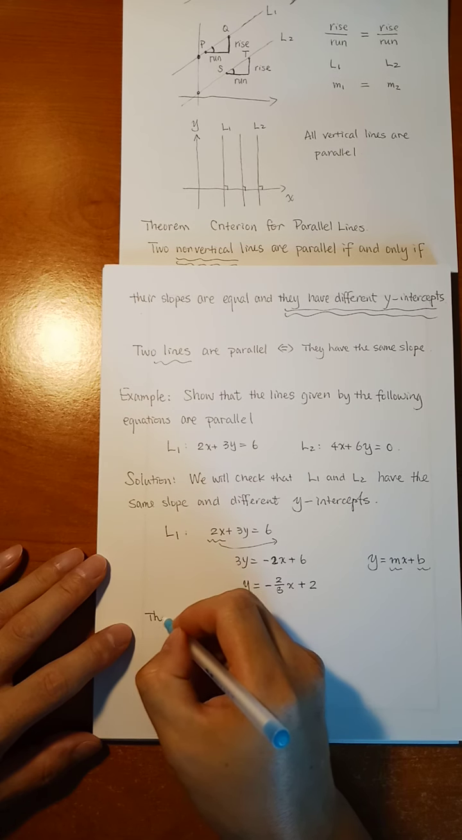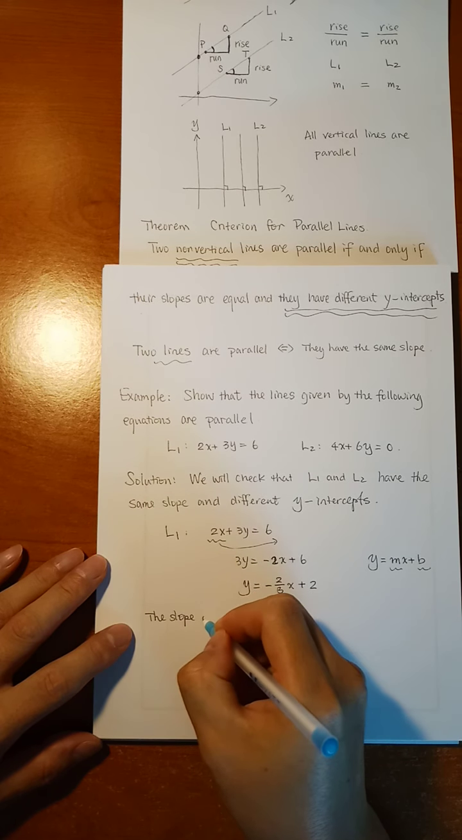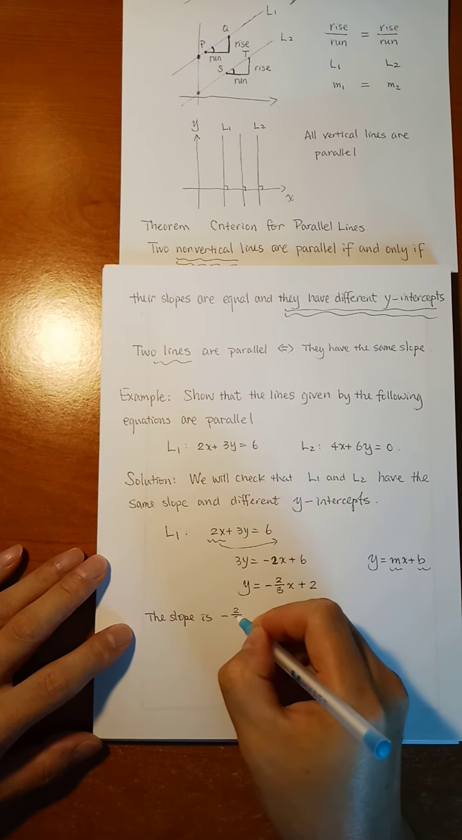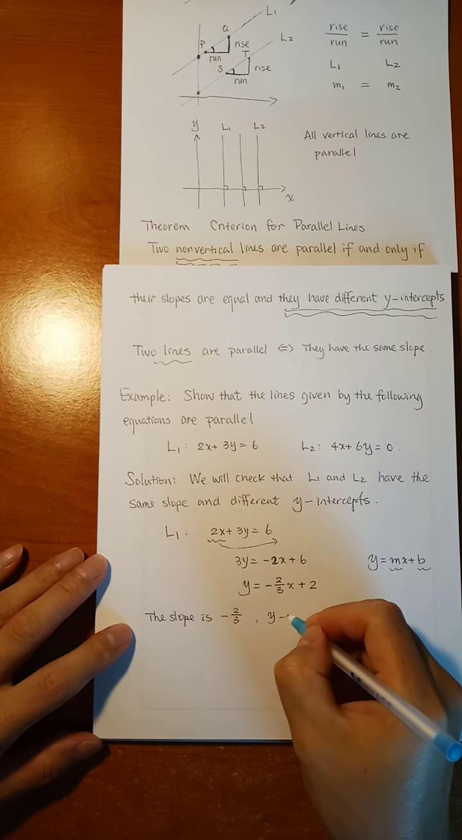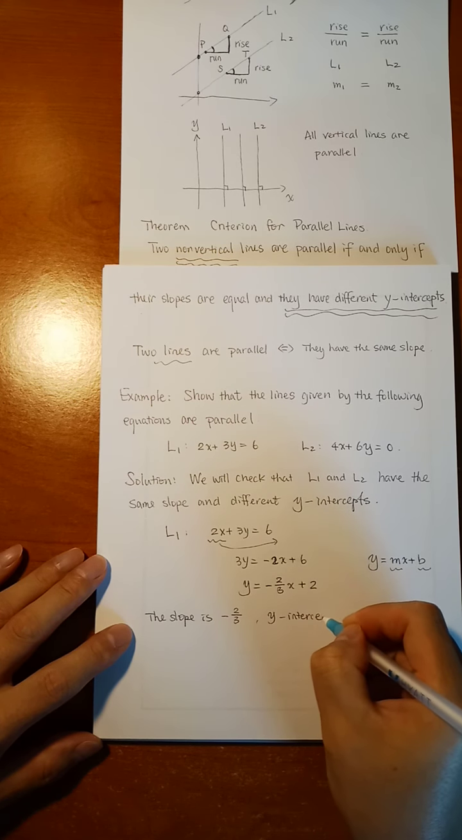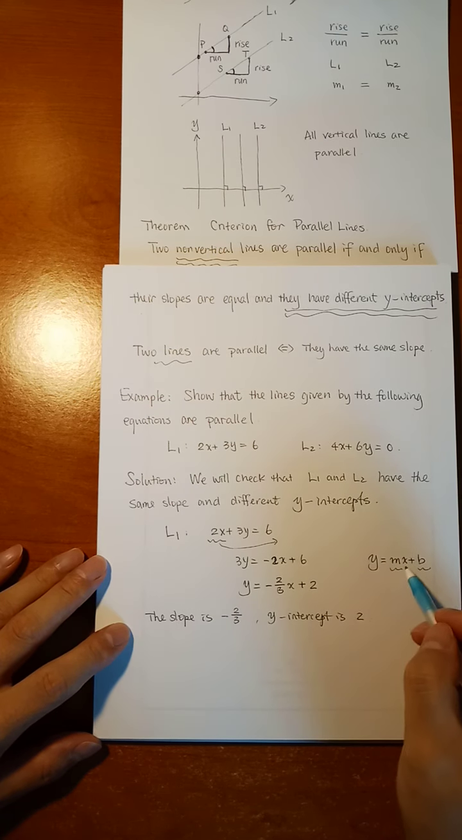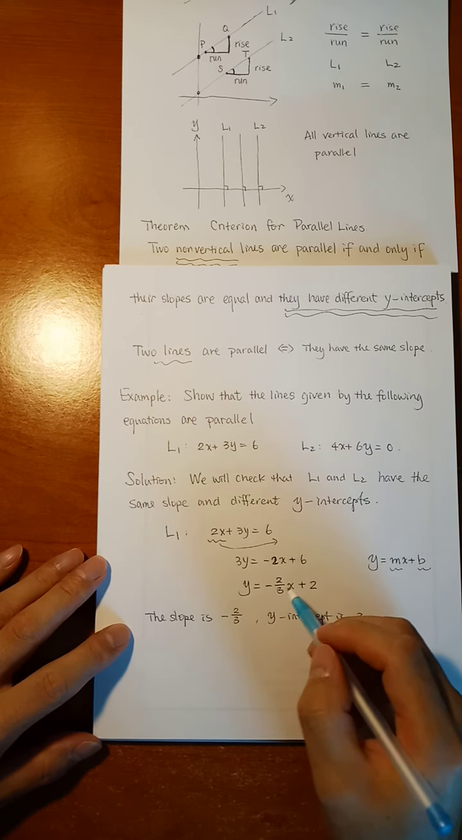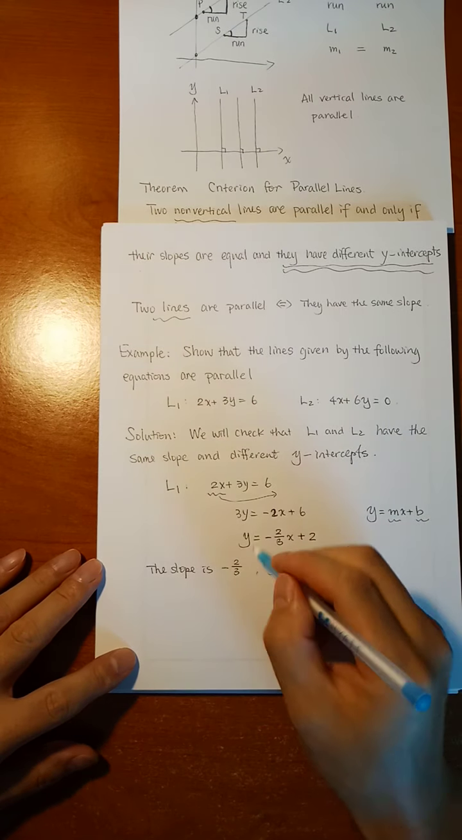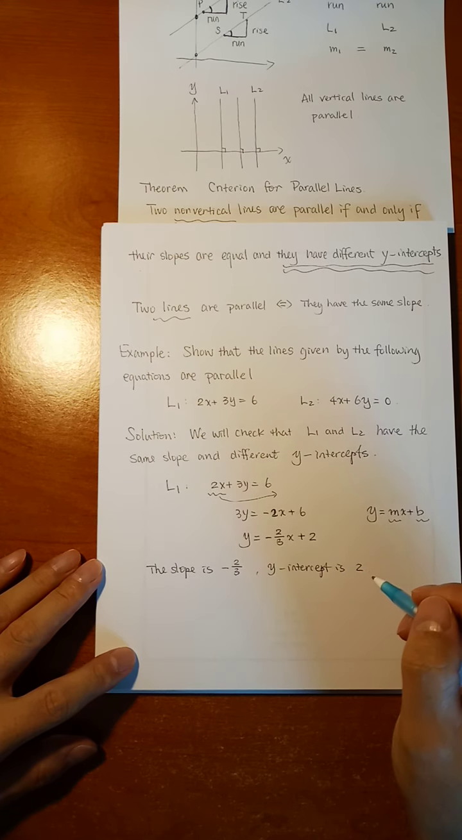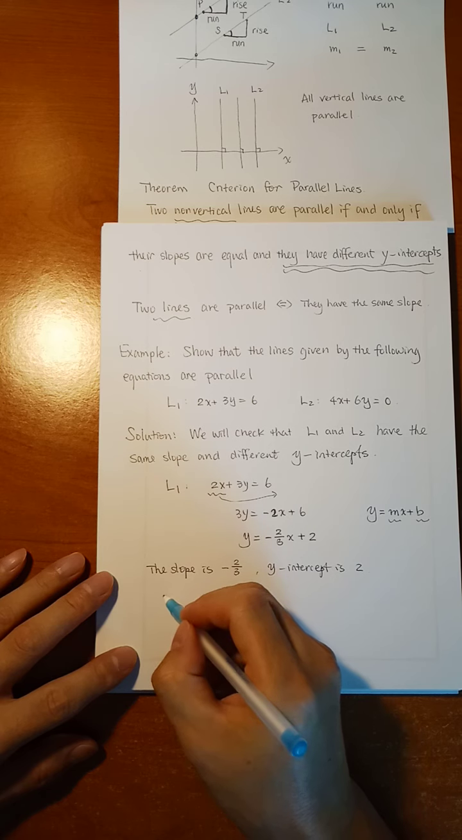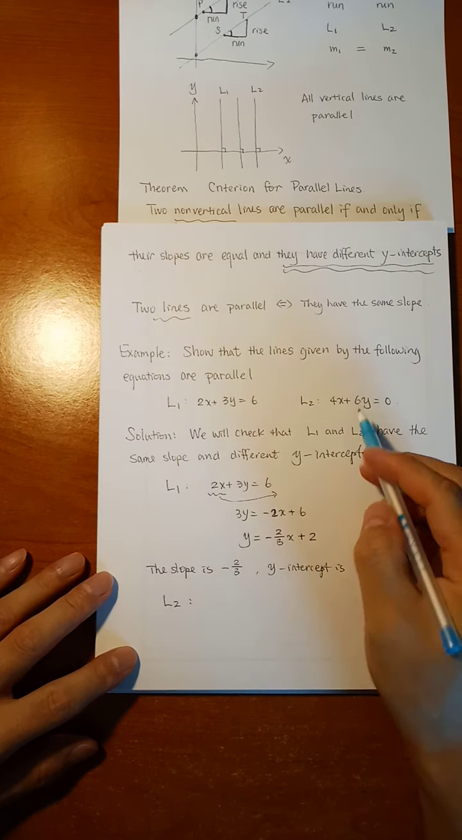The coefficient of x is the slope, b is the y-intercept. So the slope is negative 2 over 3. The y-intercept is 2. Okay, so again, you have to include the sign. This is negative 2 over 3. This is L1.